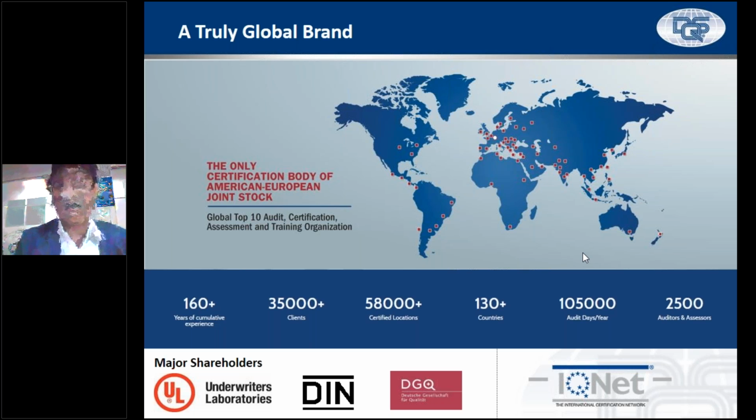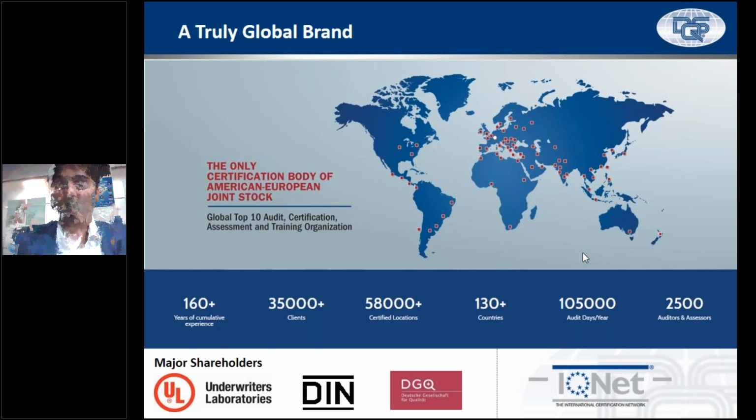Towards the bottom left of the screen, you see some of our major shareholders. Of course, we all know UL, which is Underwriters Laboratories, one of the world's largest product safety certification bodies. DIN, like ISO, is a standard-making body. In fact, last year they celebrated 100 years of their existence. DGQ is another major shareholder, which does a lot of training and research. We also have industry associations as some of our minor shareholders. This gives us key insights into the ground realities of business, and whatever we deliver, be it audit, training, or assessments, the industry insights flow into this.